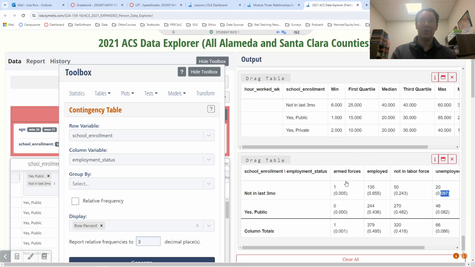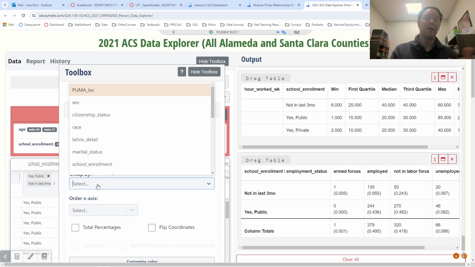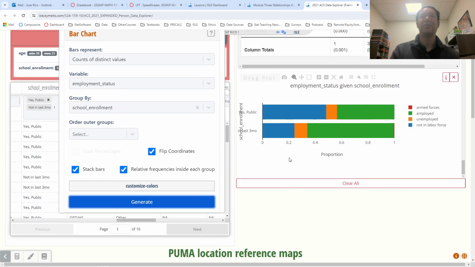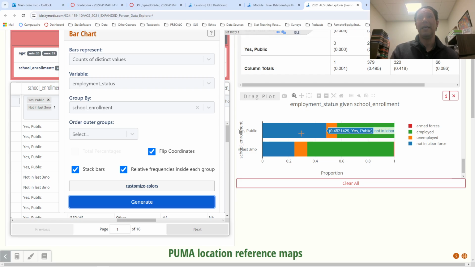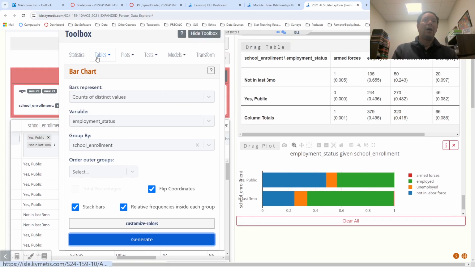Once you make the table, you can also make the bar chart that corresponds with it. Just so people having trouble with the bar chart, the variable is now the employment status. The response variable always goes here, and then the group by is your school enrollment. And then you're going to do stack relative frequencies and flip the coordinates. When you generate that, you should see it looks very similar. It has 2 rows. This has 2 rows. We can read the data here. So we got 43%. That's the 43%. Here's the 65%, 65%. Now, I cannot do question 2 bar chart through here because I'm only allowed to use 2 variables in the bar chart.